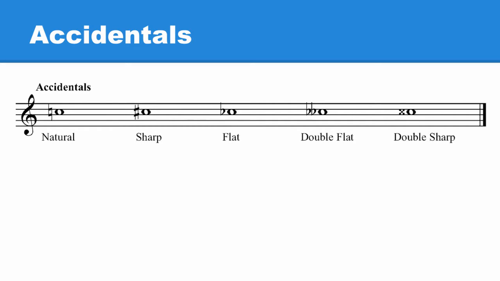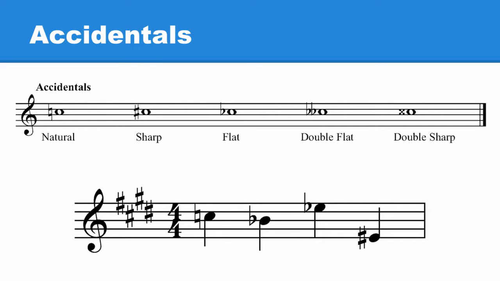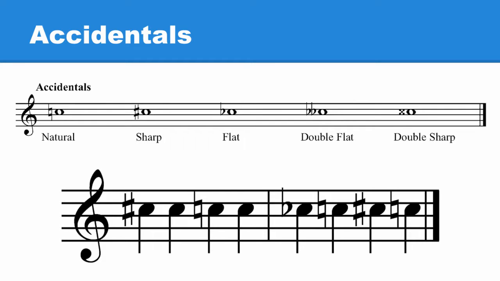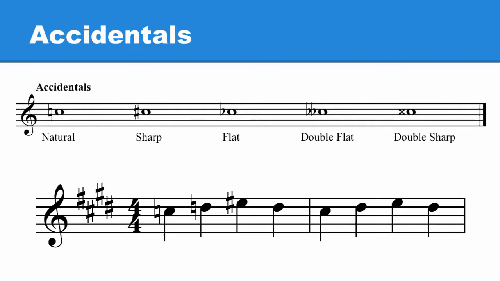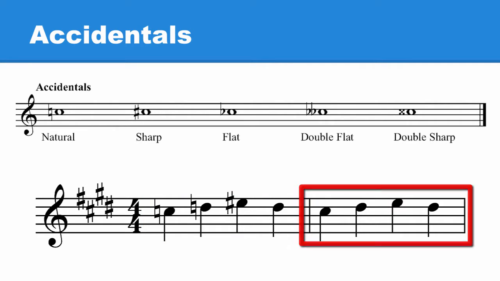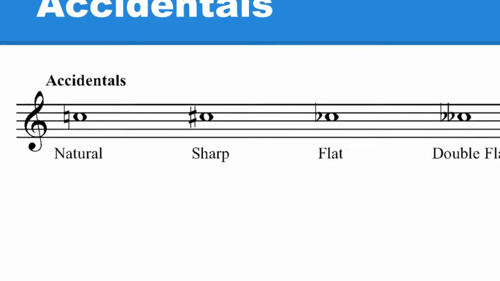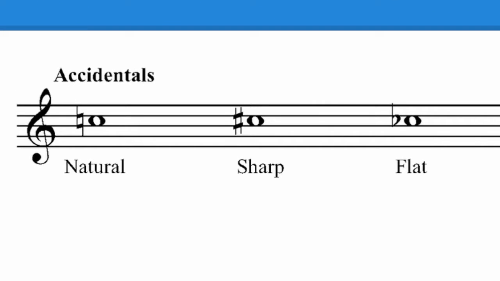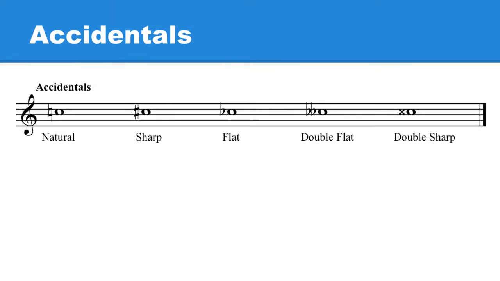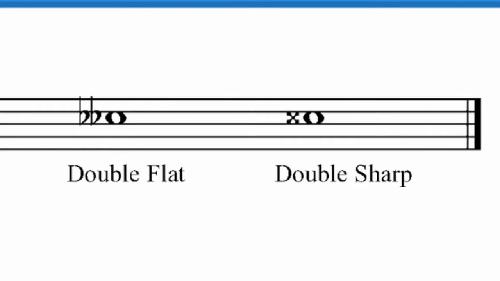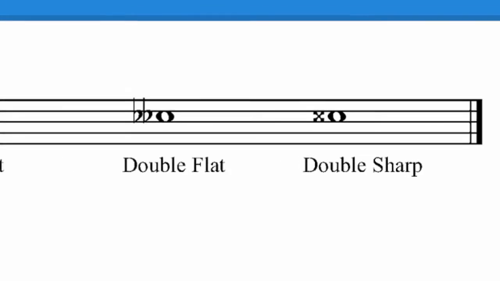Accidentals are used to create pitches that are not in the key signature or to change other accidentals that happened earlier in the bar. Accidentals remain in effect for the duration of the bar. In other words, until after the next bar line. Now what we usually see is the natural, the sharp, and the flat. This is what you're going to see most of the time. But there are times when the double flat and the double sharp are needed.